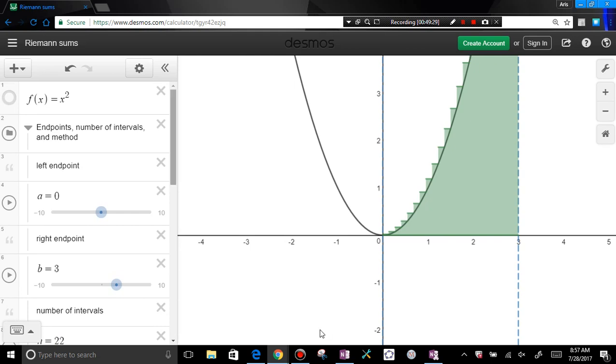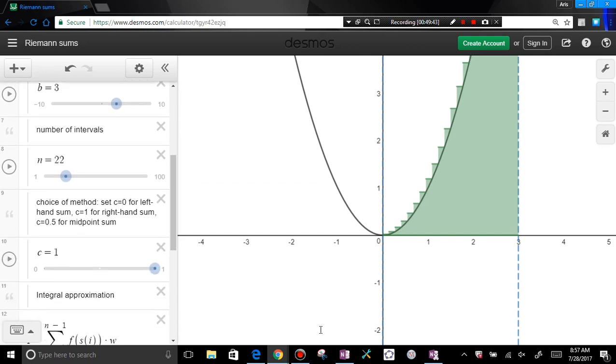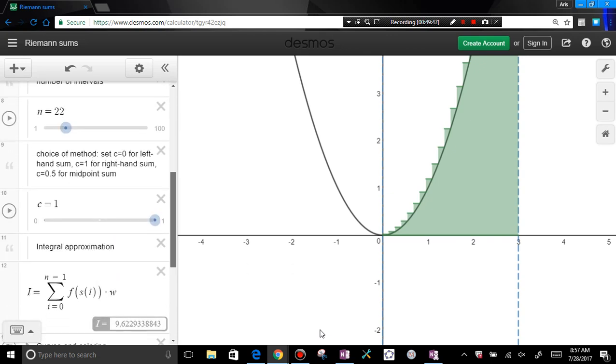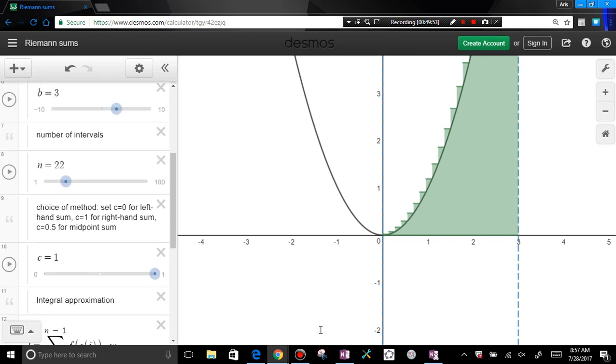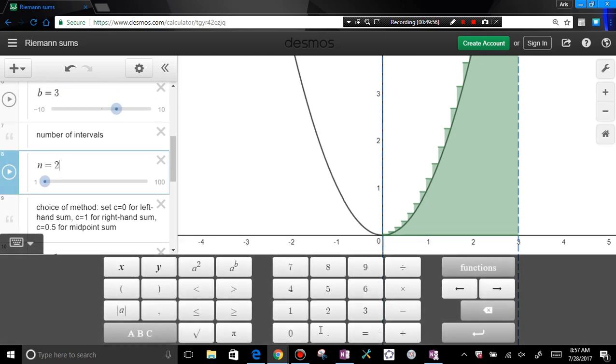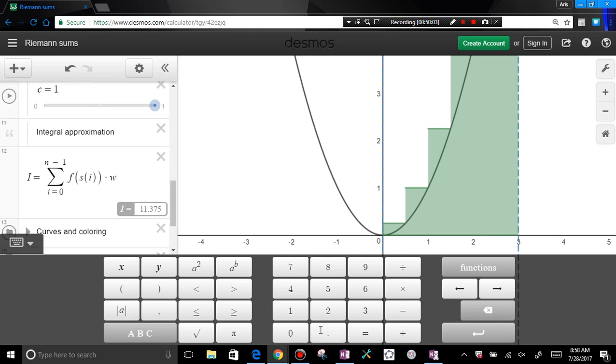And here, which endpoint method does it look like I'm using? This looks like an over approximation. It's the right endpoint method, signified by a 1 here. Okay. Then what number did they get? 9.626. Let's verify the number that you got earlier. When n is 6, you got an 11 point, where is it? There it is. Excellent.